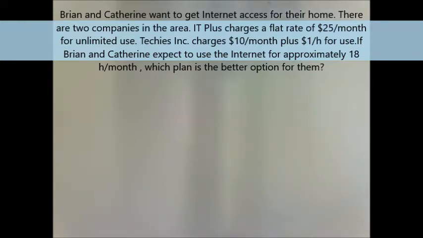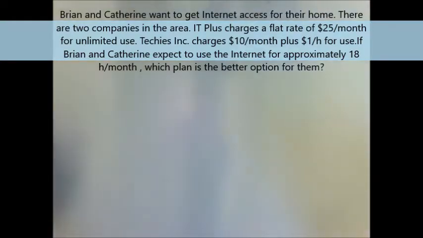IT Plus charges a flat rate of $25 per month for unlimited use. Techies Inc. charges $10 a month plus $1 per hour for use. If Brian and Catherine expect to use the internet for approximately 18 hours per month, which plan is the better option for them? So this time we're not just finding the point of intersection, we're using that information to find out, well, are they using it more than that, or are they using it less than that, and if so, which plan is more cost effective for Brian and Catherine?